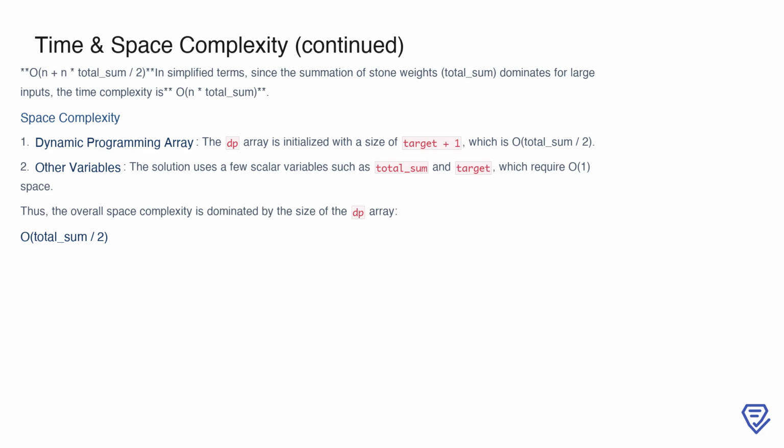Now, turning to space complexity, the primary contributor is the DP array, which is initialized with a size of target plus 1, or total_sum/2. Besides this, the algorithm only uses a few scalar variables, such as total_sum and target, which require constant space, or O(1). Therefore, the overall space complexity is dictated by the size of the DP array, resulting in O(total_sum/2).